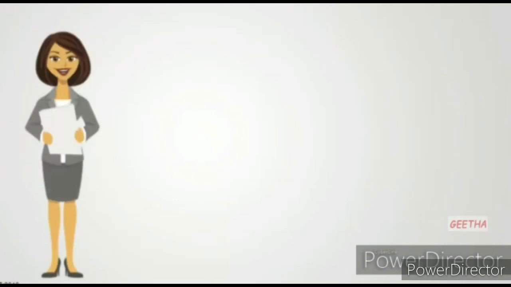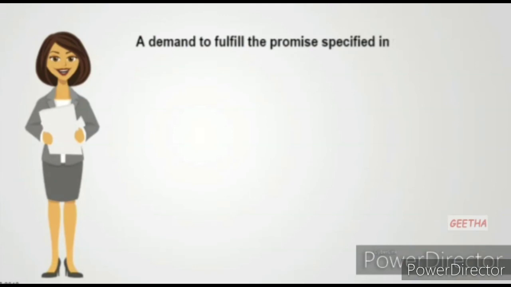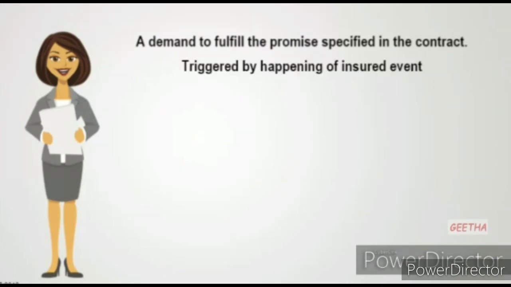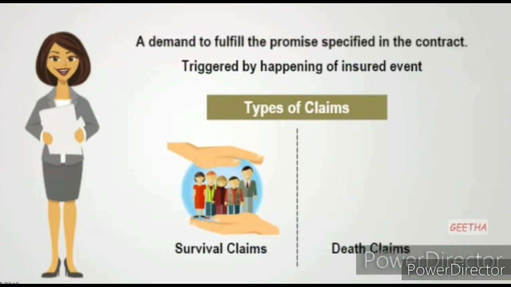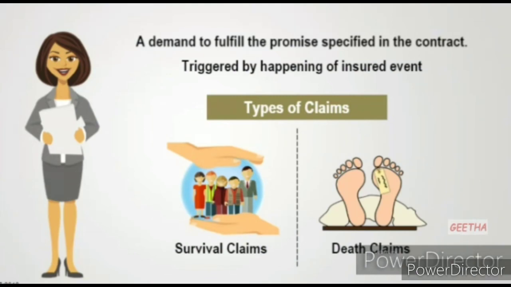Let's understand claims in life insurance. A claim is a demand that the insurer should make good the promise specified in the contract. A claim under a life insurance contract is triggered by the happening of one or more of the events covered under the insurance contract. While in some claims, the contract continues, in others, the contract is terminated. Claims are of two types: survival claims and death claims. Survival claims are payable even when the life assured is alive, while a death claim arises only upon the death of the life assured.